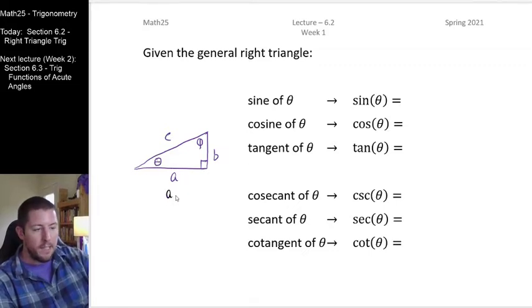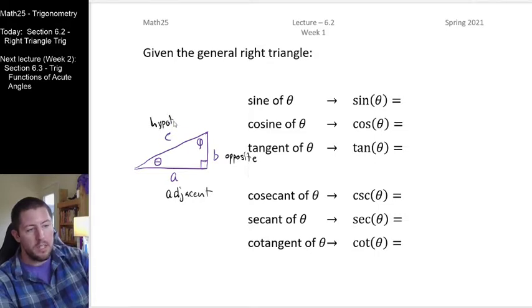side length A is adjacent to theta. Side length B is opposite of theta. And side length C is just our hypotenuse, right? So notice that A and B are generally interchangeable, but relative to a certain angle, they have a different relationship. You're either the side length that's touching that angle, or you are the side length that is opposite of that angle, right? So these labels are specific to theta. If we were referencing phi, B would become adjacent, and A would become opposite, but C would remain the hypotenuse there.